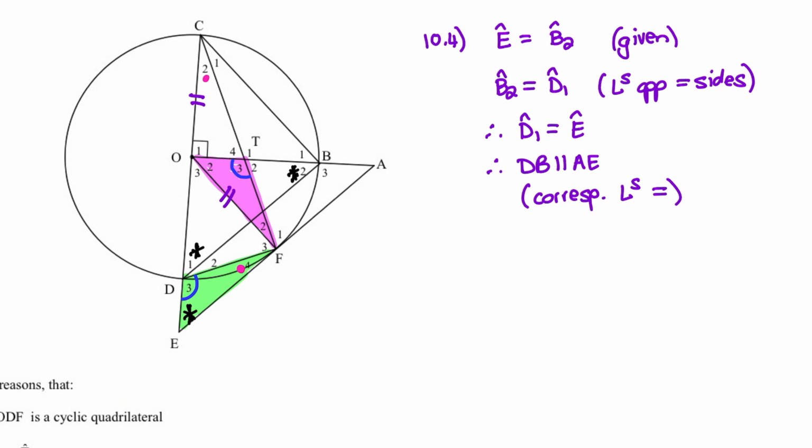Notice that we don't say corresponding angles equal with our parallel lines at the end of the statement. We are proving that those lines are parallel, and the reason why they are parallel is because the corresponding angles are equal in size.